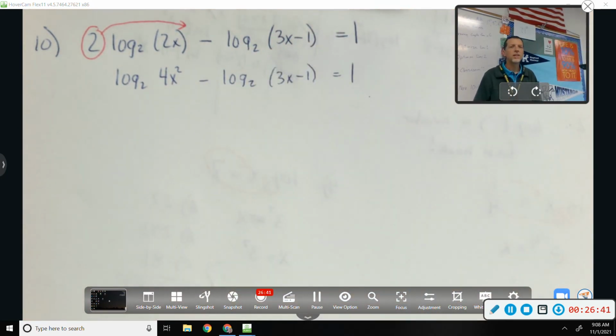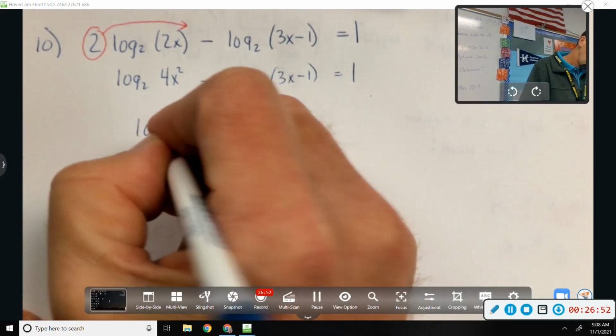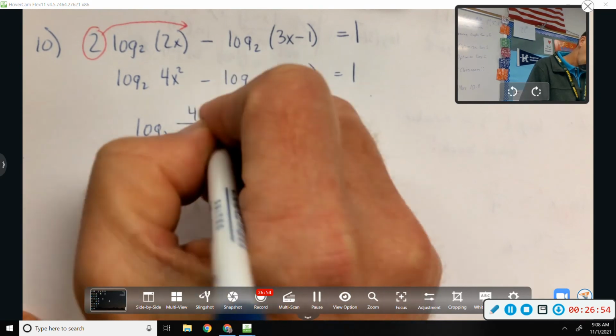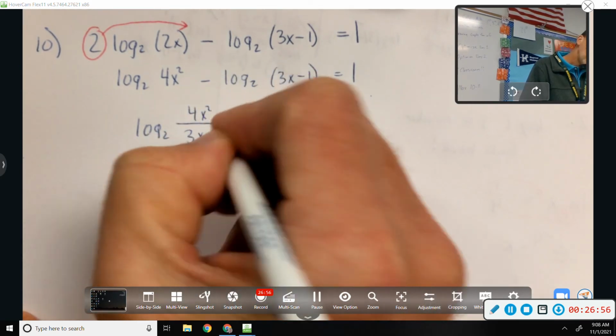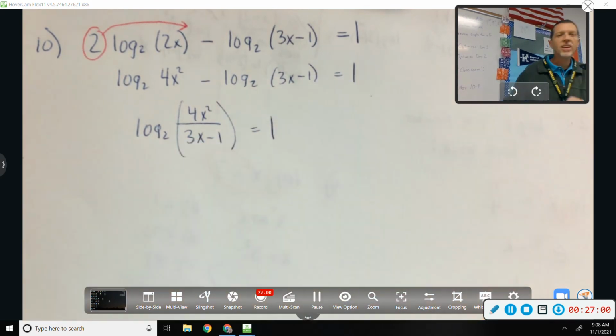Now, Jason already said condense. How am I going to condense? Good, the dividing. So you'd put log base 2 of 4x squared over 3x minus 1. Wait, only one log base 2. That's the point of condensing. You're right. 4x squared over 3x minus 1.